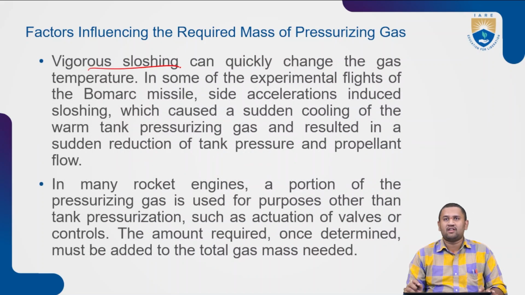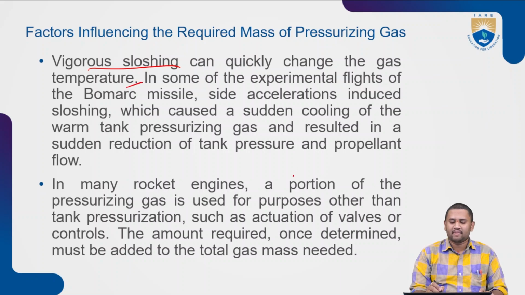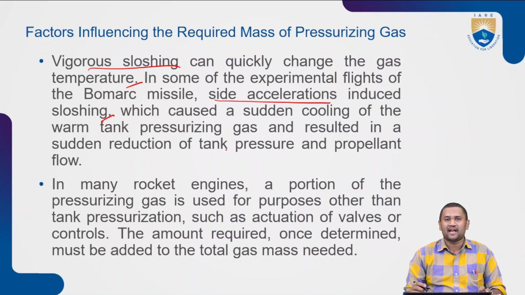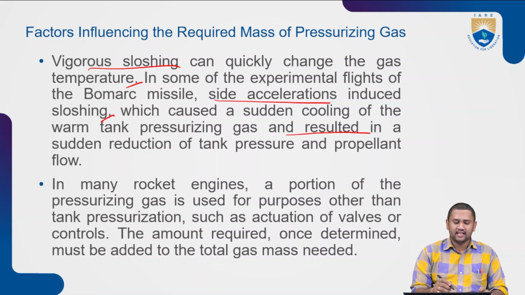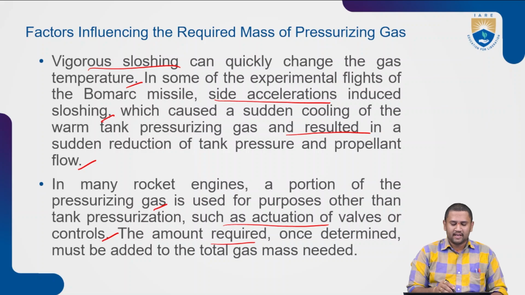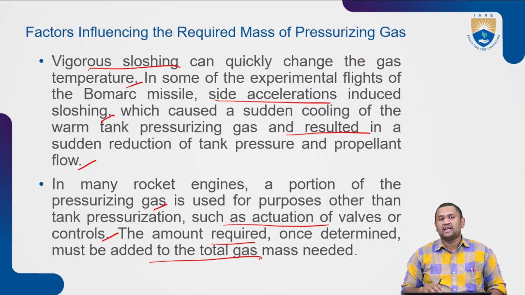Vigorous sloshing can also change the gas temperature. In some experimental flights of the Bomark missile, side acceleration induced sloshing, which caused a sudden cooling of warm tank pressurizing gas and resulted in a sudden reduction of tank pressure and propellant flow. In many rocket engines, a portion of the pressurizing gas is also used for other purposes rather than tank pressurization. That is, for actuation of valves or controls, the amount that has been required once determined must be added to the total gas mass that is kept in spherical high pressure tanks.